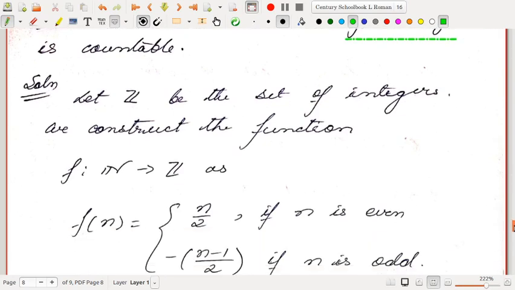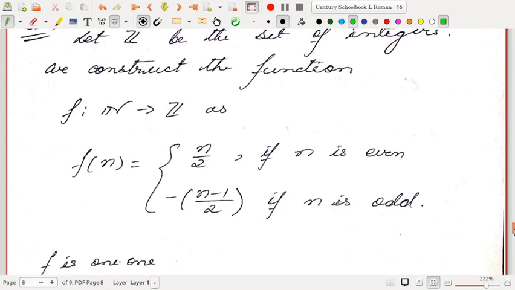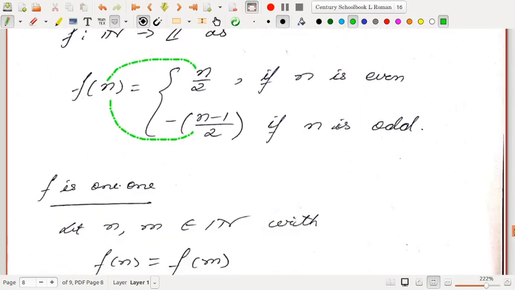So we need to construct a bijection from N to Z. Let Z be the set of integers. We construct the function. What we do is we take all even numbers to positive integers, and we take all odd numbers to negative or, say, non-positive integers, including 0. f of n is n by 2 if n is even, and f of n is minus (n minus 1) by 2 if n is odd. So what will be f of 1? f of 1 will be 0, right? f of 2 will be 2 by 2, that is 1. f of 3 will be, since 3 is odd, minus (3 minus 1) by 2, that is minus 1.